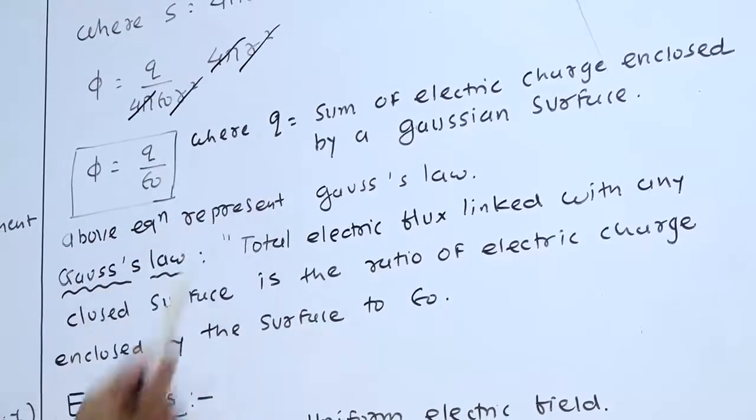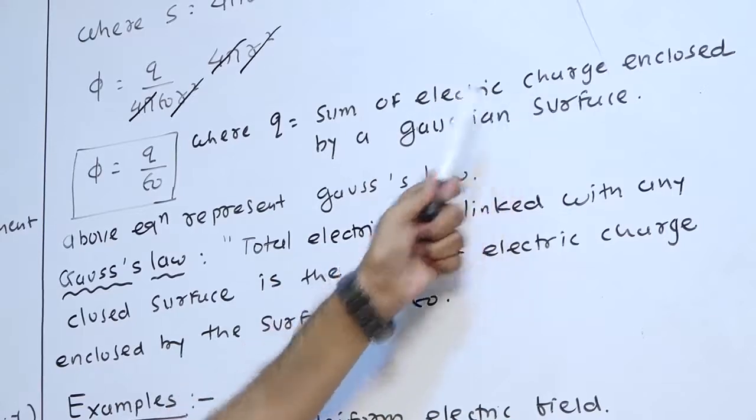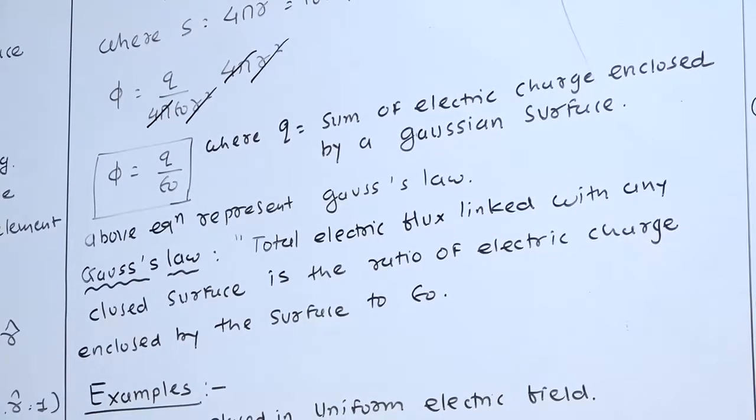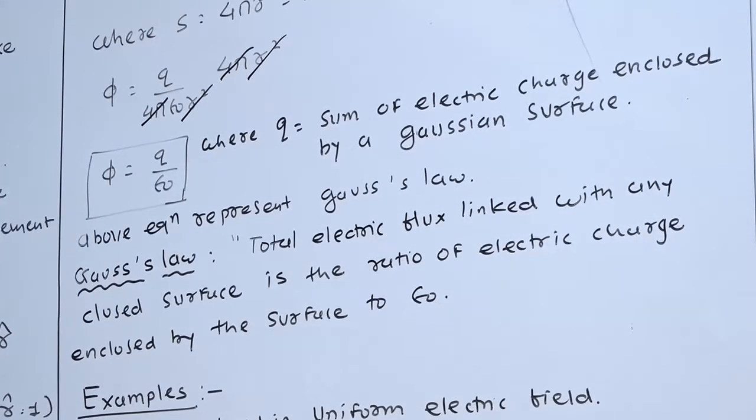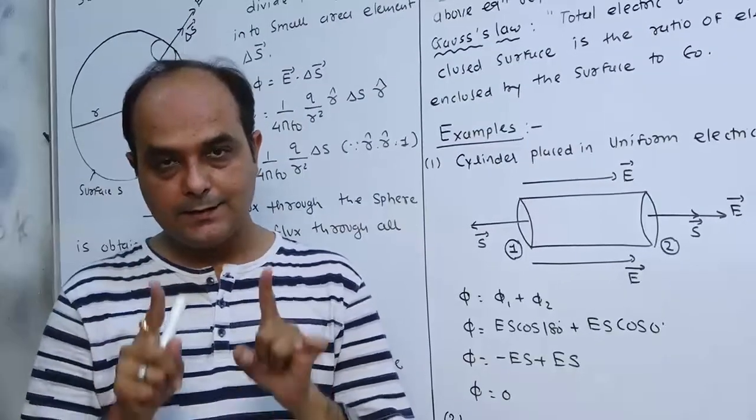Where q is equal to the sum of the electric charge enclosed by the Gaussian surface. So around the point charge q, we imagine a sphere. That sphere is known as the Gaussian surface. The shape of the Gaussian surface is arbitrary.